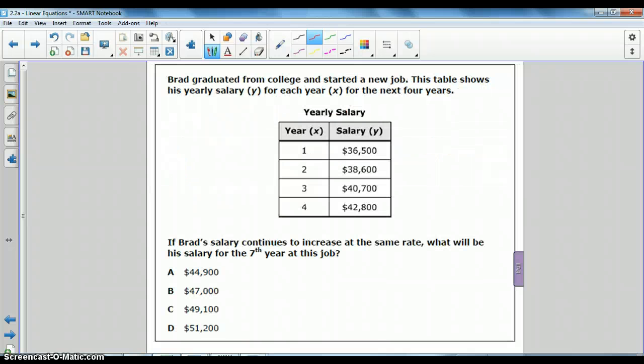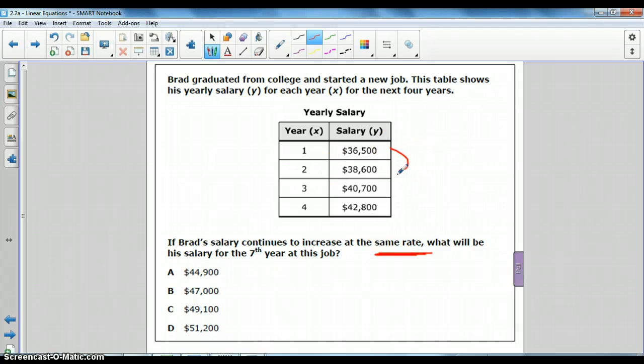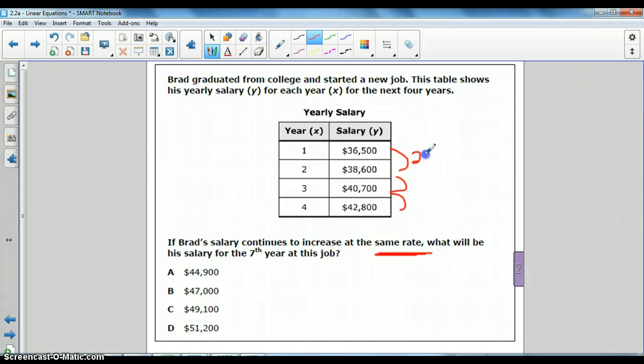Okay, let's move on to the next one. Brad graduated from college and started a new job. The table shows his yearly salary Y for each year X for the next 4 years. If Brad's salary continues to increase at the same rate, what will his salary be for the 7th year? So the first thing we need to do is figure out what rate it's increasing by. I need to find the change from here to here, here to here. So 38,600 minus 36,500 is 2,100. This is the raise each year.